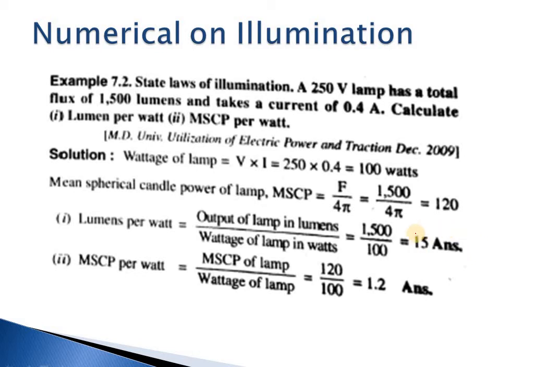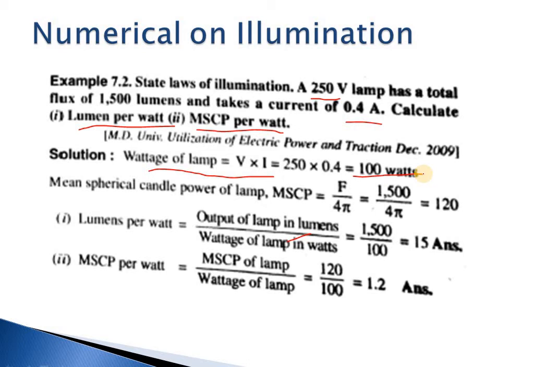Second, MSCP per watt. That means in this problem, we have to calculate the lumens per watt and MSCP per watt. So first we have to calculate the wattage of the lamp. Definitely it is the normal power formula, that is V into I. Here the V value is given, that is 250 volt, and the I value is also given, that is 0.4. So the total wattage of the lamp is 100 watts.